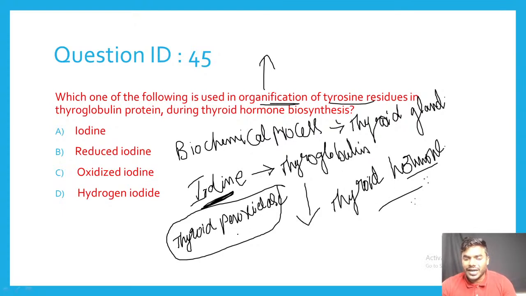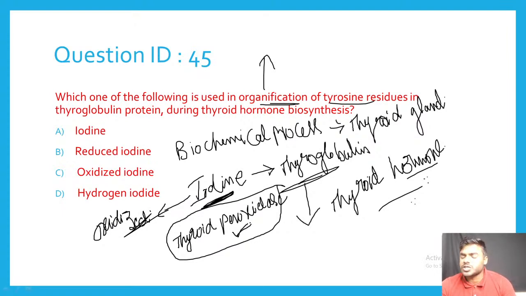And what is the speciality of this particular thyroid peroxidase enzyme? It can incorporate the iodine into the thyroglobulin only whenever the iodine is in the oxidized form. If the iodine is in the reduced form, this enzyme is not specific for that reaction. If the thyroid peroxidase wants to be active, it can incorporate only oxidized iodine into the thyroglobulin. Please do not get confused with that particular point. Hence the correct answer will be C. Simple, straightforward, direct question.